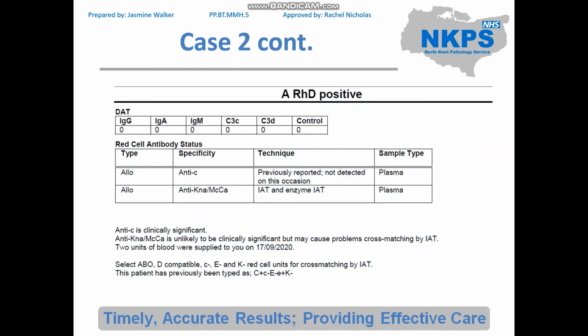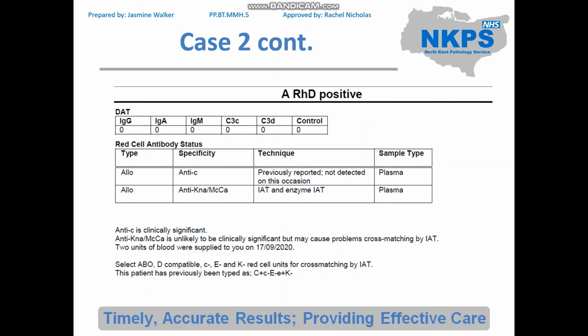When we got the report back from NHSBT, you can see that pretty much all of our estimations were correct. The anti-little c was not present, as indicated from the negative enzyme panel, and there weren't any other red cell antibodies there apart from the anti-KNA and the anti-MCCA. So you can see as well that this report confirms that there was a typo on the patient's record, which meant that we could go back and alter it to be the correct information.